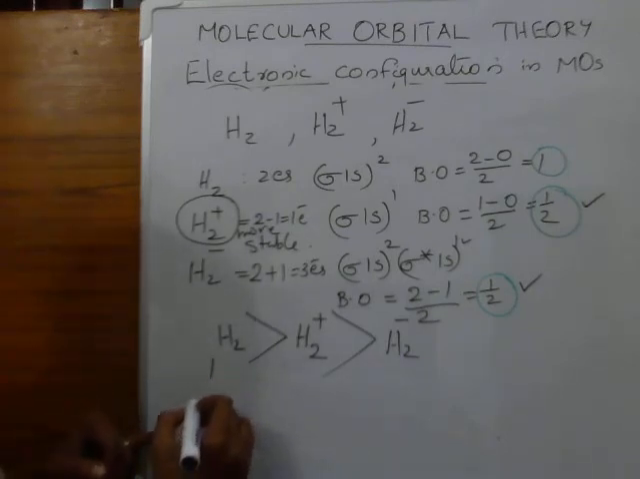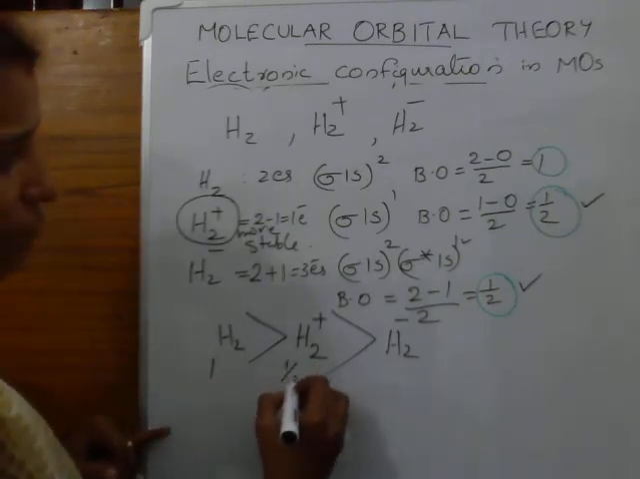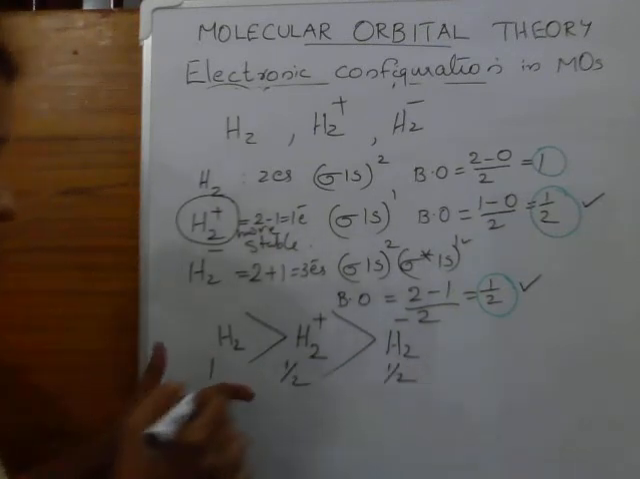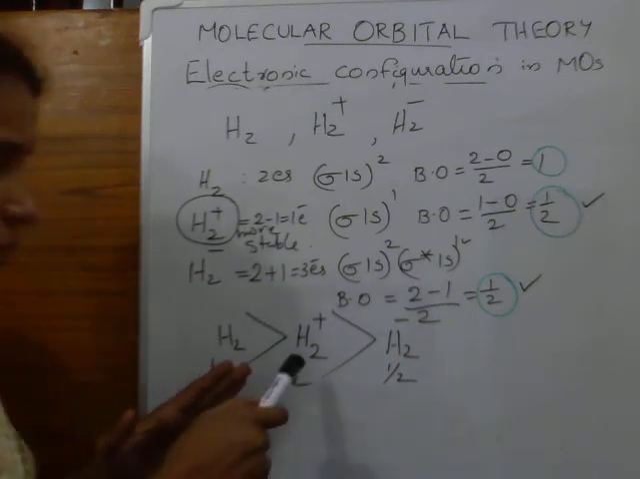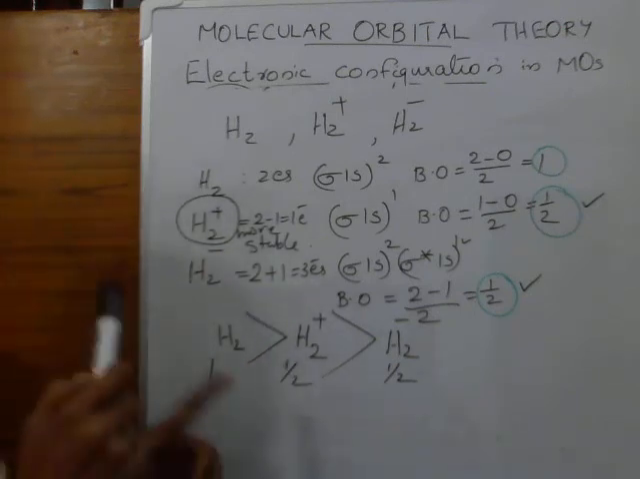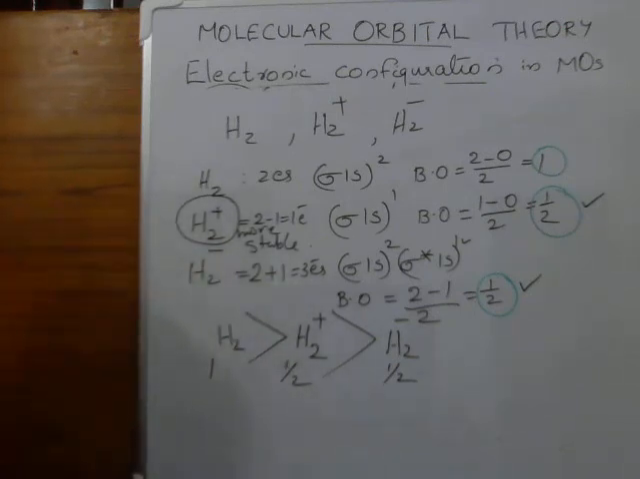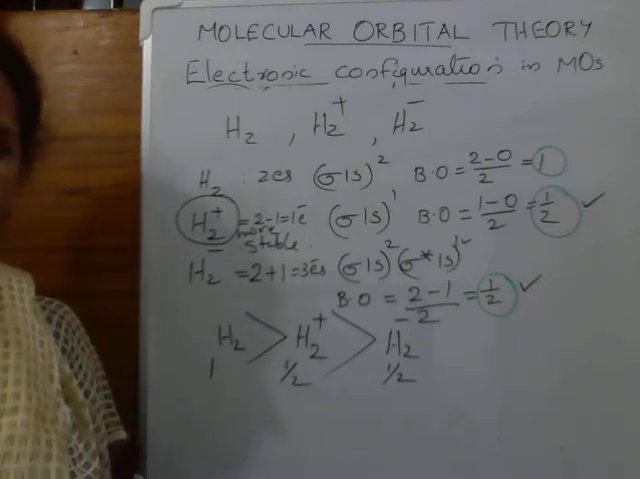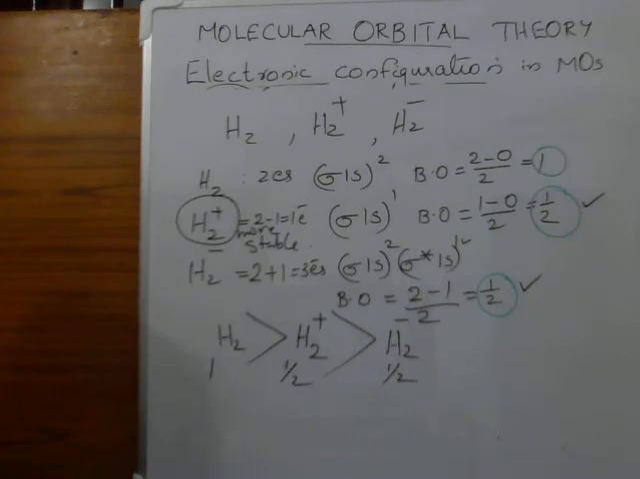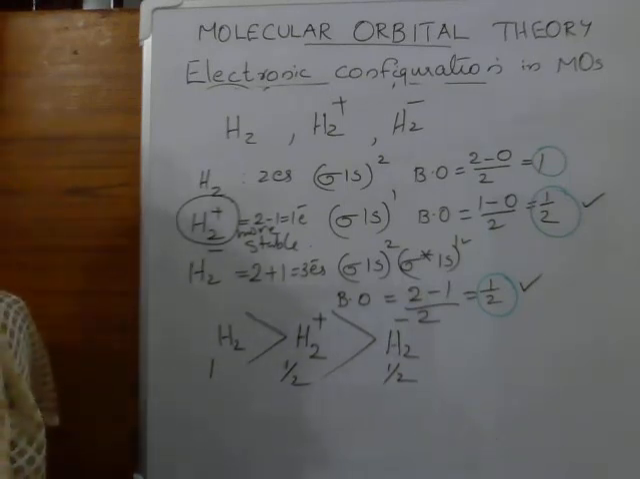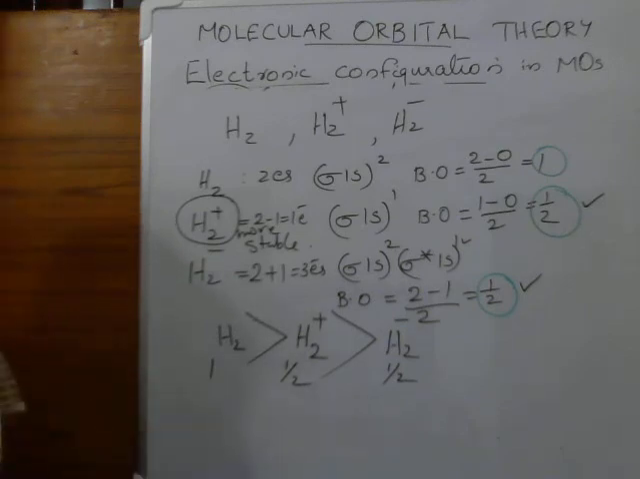Okay, here the bond order is 1, here the bond order is half, here also half. Here we compare the electrons in antibonding MO. The lesser the number of electrons in antibonding MO, the greater the stability. Okay, children? So this way we can predict the behavior of molecules and compare the stability, magnetic nature, bond strength, and bond length on the basis of MO theory.